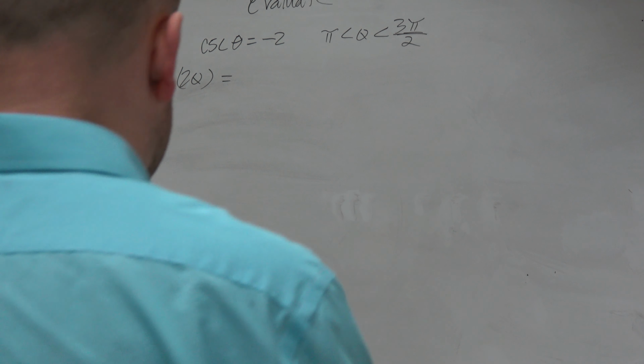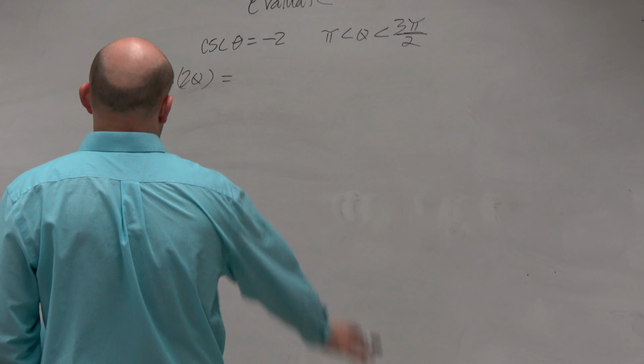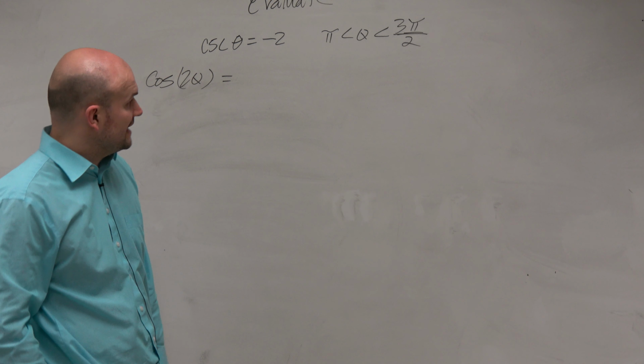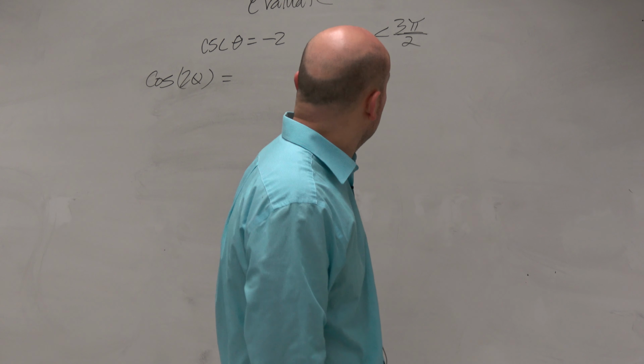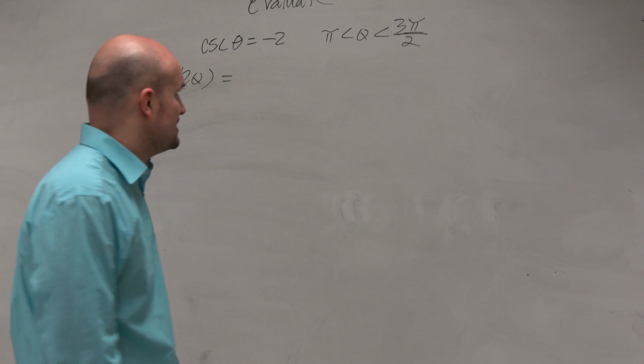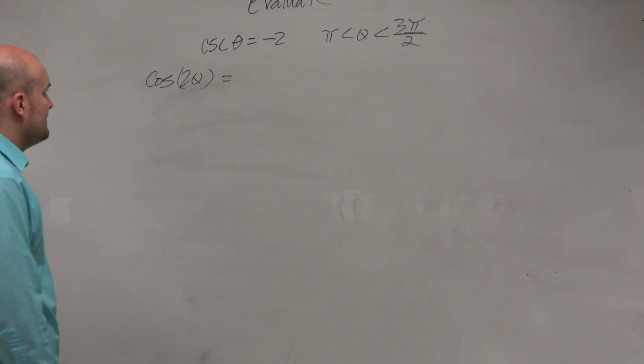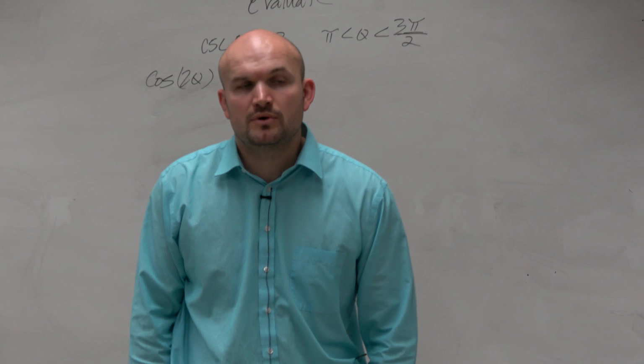So if you guys can go ahead and take a look at this problem. Basically what we have is the cosecant of theta equals -2, where pi is less than theta, which is less than 3 pi over 2. And we're asked to evaluate the cosine of 2 theta.